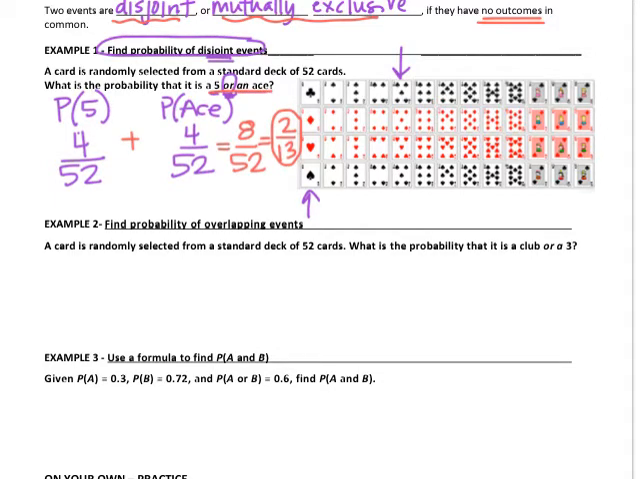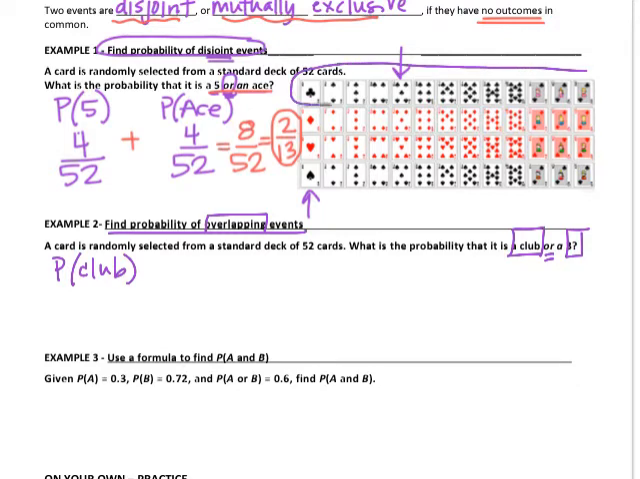All right, let's go on to example 2. We're going to find the probability of overlapping events. This is where something is in common between the two events. All right, so a card is randomly selected from a standard deck of 52 cards, as we see on our screen. What is the probability that it is a club or a 3? Okay, so we need to find out what's the probability of it being a club. How many clubs are there in the deck? If we look up here, we see all of these clubs. Okay, and there are 13 of them.